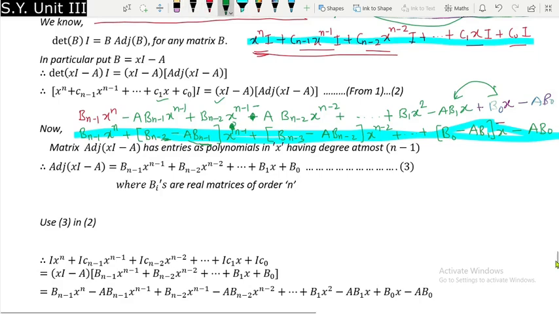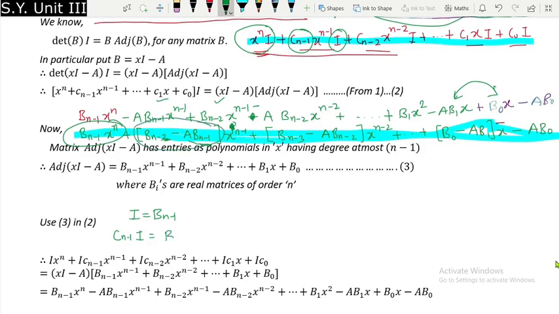After comparison, what are we going to get? Just observe, the coefficient of x raised to n is I on this side. Over here it is bn minus 1. So our first equation is I is equal to bn minus 1. Next, the coefficient of x raised to n minus 1 is cn minus 1 I, so cn minus 1 I will be equal to bn minus 2 minus a bn minus 1. This is the second equation we got.